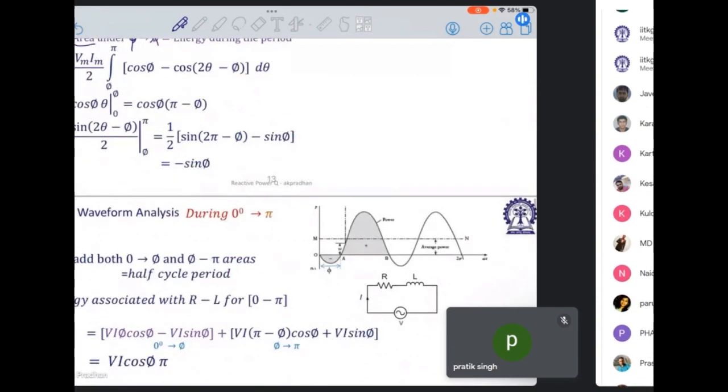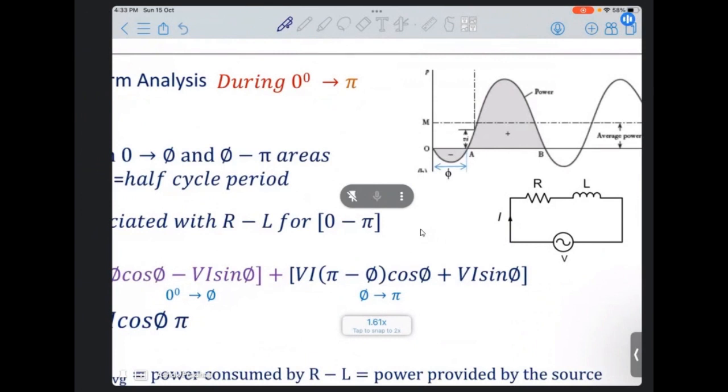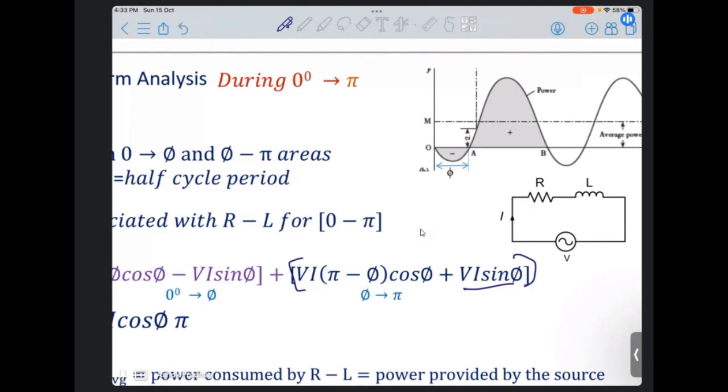So for that case, we'll get an equation. So this corresponding equation becomes equal to Vi (pi minus phi) cos phi plus Vi sin phi. So what is Vi sin phi? Again, it boils down to I square x. And what is this? This is nothing but I square r into (pi minus phi).